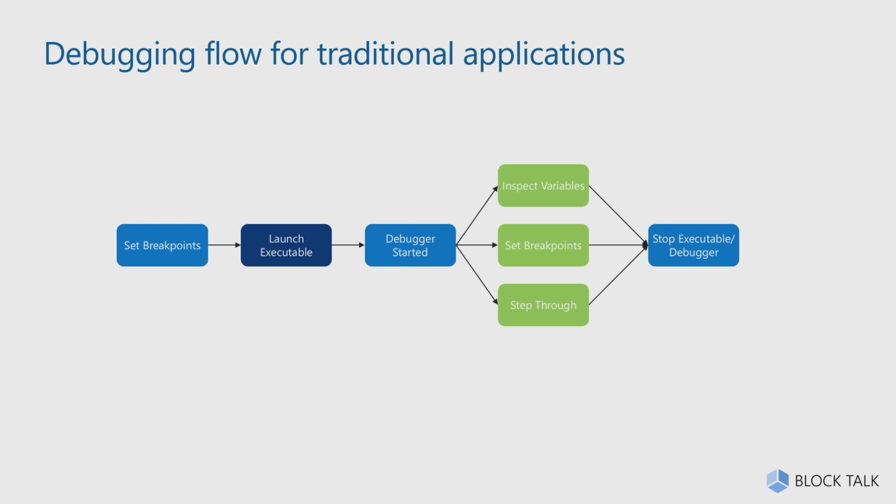We would launch the executable because we're running it on our machine like a client-based application. The debugger would start, and then the debugger allows us to do things like inspect variables and look at the instructions that are happening at that specific time. And then we could set other breakpoints and jump around in our code. Traditionally then we would inspect things. Maybe we find something wrong, and then we would stop the execution or the debugger, go back and fix things, and then do this whole process over again.